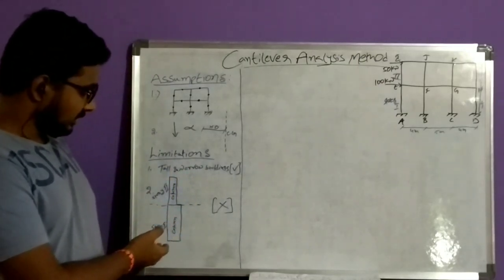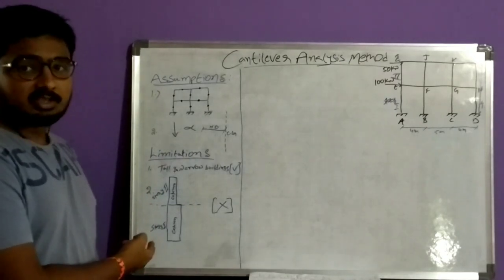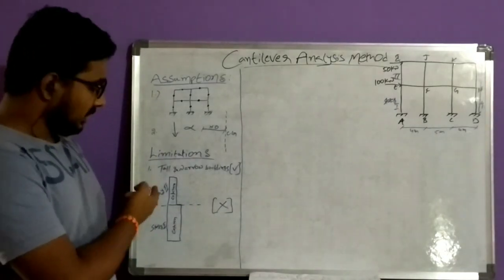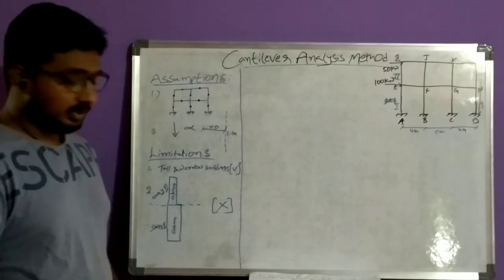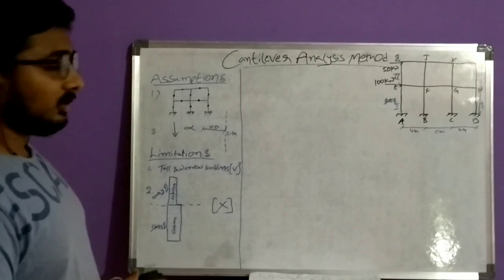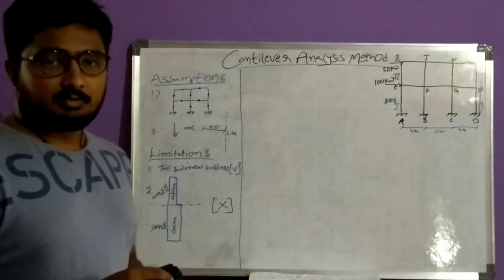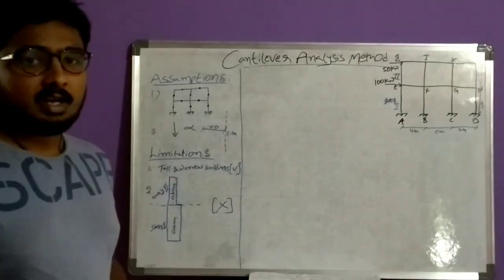Like here you can see that this is story 1 and this is story 2. Here the column has a large cross-section area in story 1 and a lesser cross-section area in story 2. In this type of case, the cantilever analysis method is not applicable. So according to these assumptions and limitations, we will look into the problem and solution.